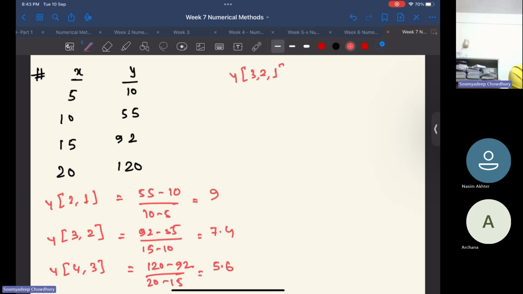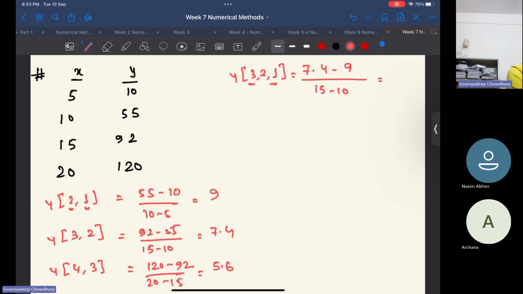3, 2. What is y321? 7.4 minus 9 divided by... Just remember this. When you do the second order, this is divided by the denominator, just look at this one. 2 and 1, right? So it is x2 minus x1. Here it is 3, 2, 1. So it is x3 minus x1. 15 minus 10.